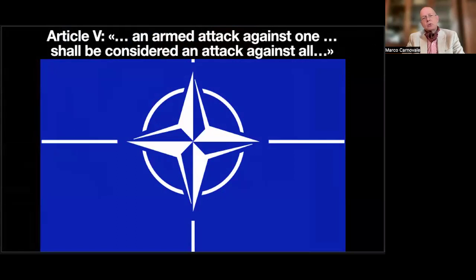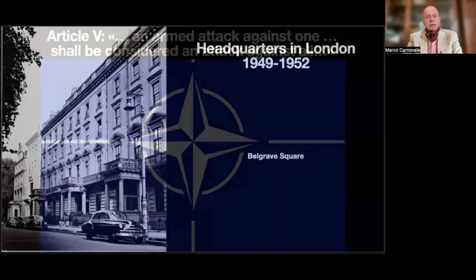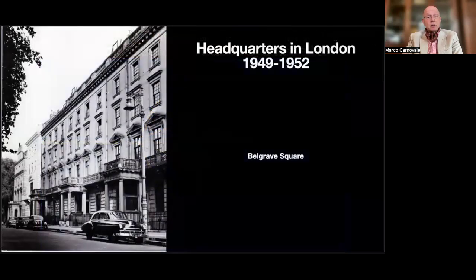So NATO is a North Atlantic Treaty, and then O is for organization. It actually was considered necessary at the time to put together an organization with a headquarters that initially was based in London, in this building in Belgrave Square, to run the affairs of the alliance. And that's where the first Secretary General, Lord Ismay, was based.